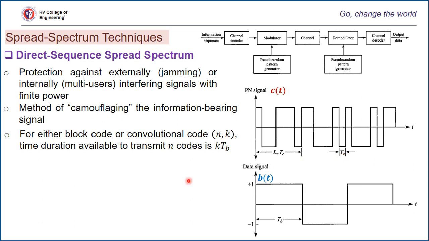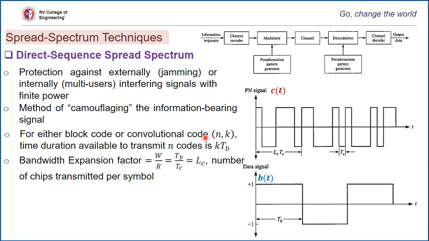Suppose that the encoder takes k information bits at a time, in the case of either a block code or a convolution code. It takes k information bits and generates a binary linear block code or a convolution code. The time duration available for transmitting the encoded elements is k times Tb, and the number of chips that occur in this time interval is k times Lc, where Lc is nothing but the bandwidth expansion factor.